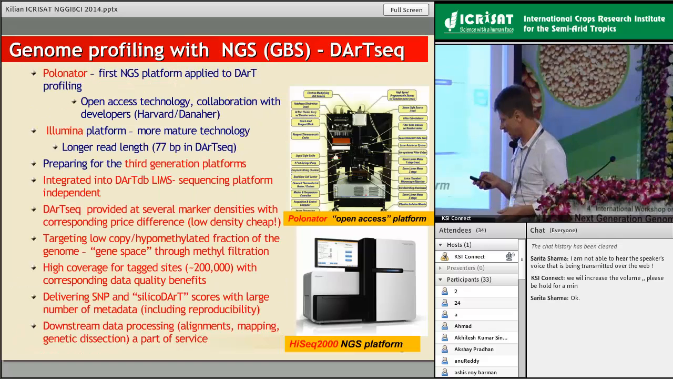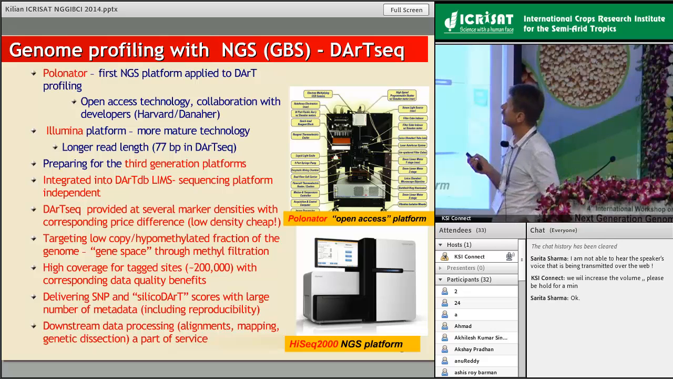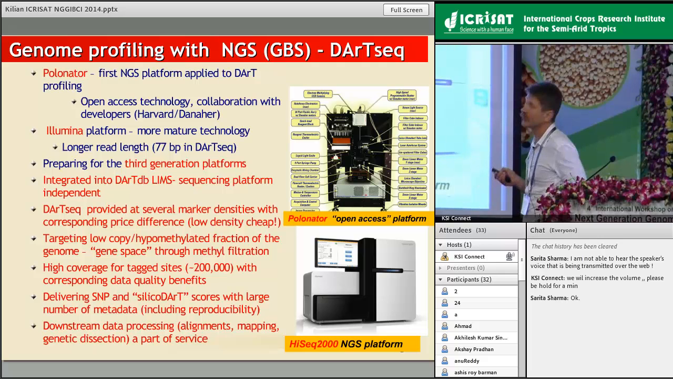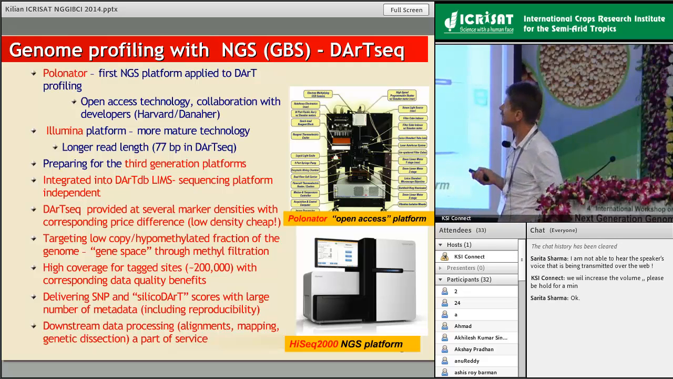So we started many years ago developing this DArTseq platform, and we started initially with developers of open access technology, the Polonator system, that unfortunately did not become a commercial success and was slowing down. And after some initial investment of effort and operating on this platform, we moved to the Illumina platform, the HiSeq 2000 at the moment, where we read about 77 bases to extract our marker data. For third generation platforms, we're really looking forward to dropping the cost of the cheapest sequencing method.